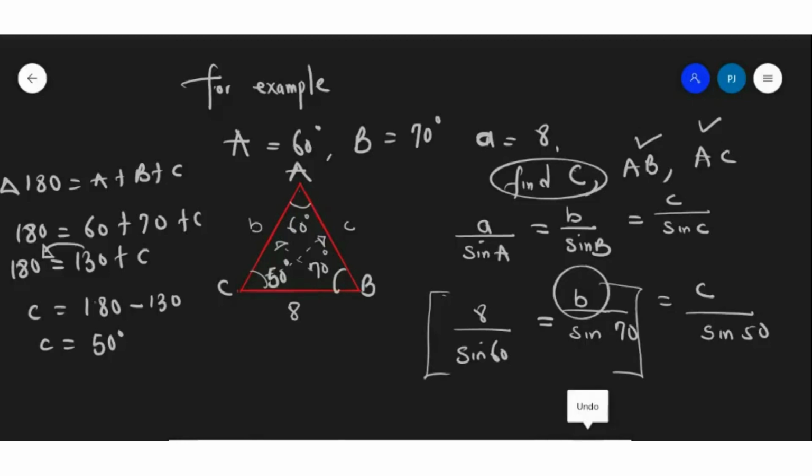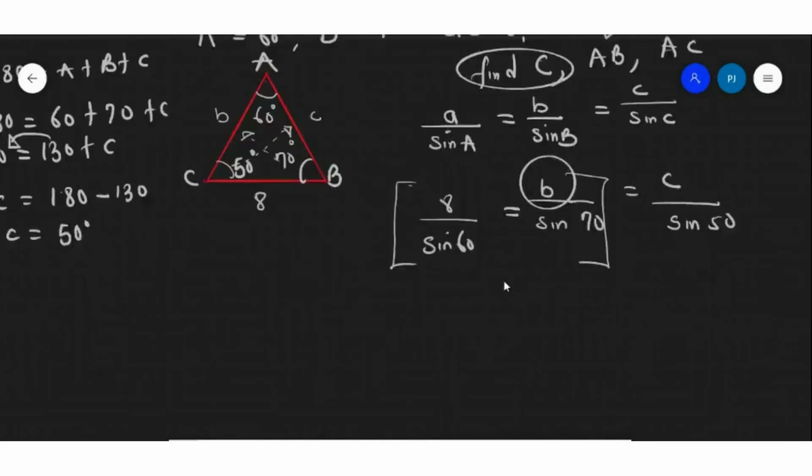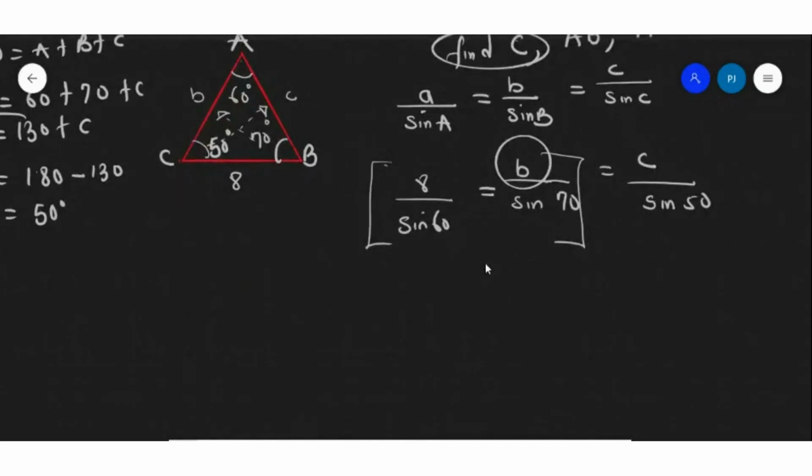That's exactly what I'm going to do right now. So I'm going to use that just to find B, and then I can go ahead and use that to find C. So whatever you want to do, you may find C first, or you may decide to find B first. It's your choice. Choose whatever is more compelling and okay for you. So I'm going ahead. So 8 over sine 60 is equal to B over sine 70.